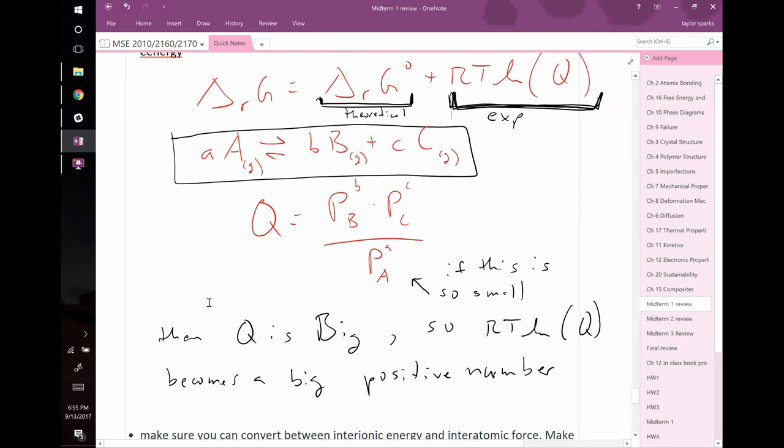But what if they're liquid? If they're all liquids, then you just ignore it. That whole term goes away. Because, what about Q is just one? Yeah, Q is one, then natural log of one equals what? Zero. Zero. So that whole term disappears.